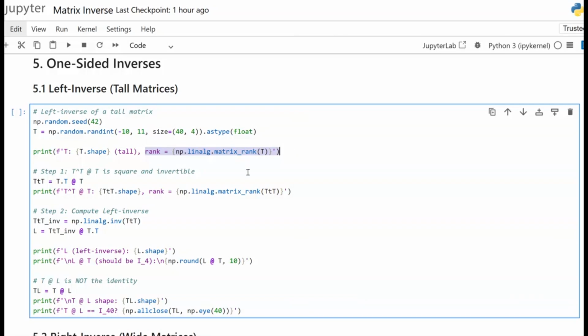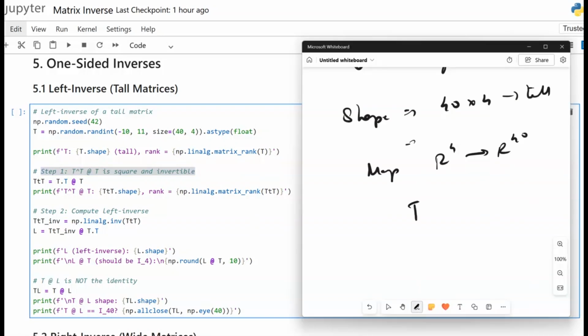And here we form step 1, which gives T transpose T. When we specify this T transpose T, the shape would be 4 by 4. It would be a square matrix. It is symmetric and positive definite if the columns of T are independent. And of course, the result is T transpose T, a 4 by 4 matrix.